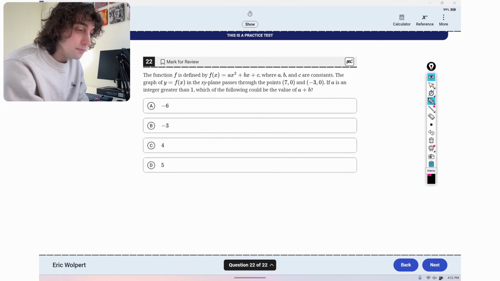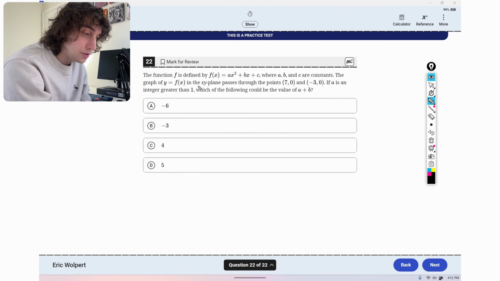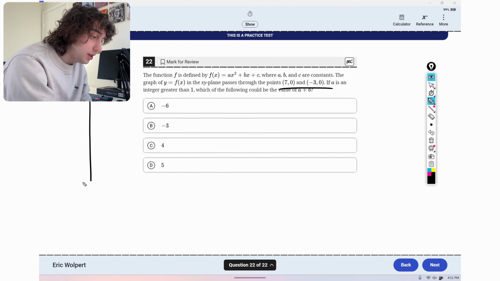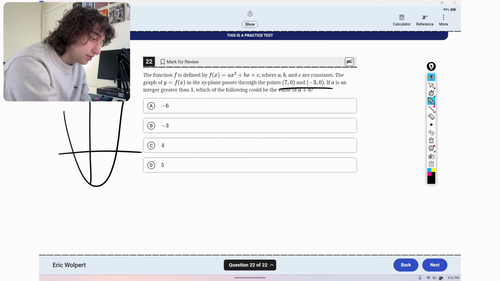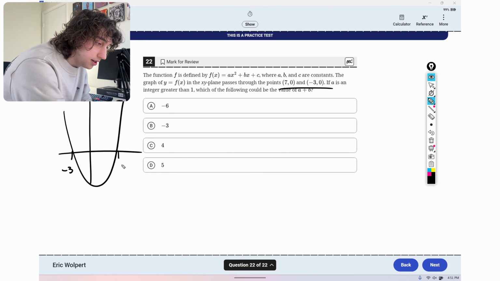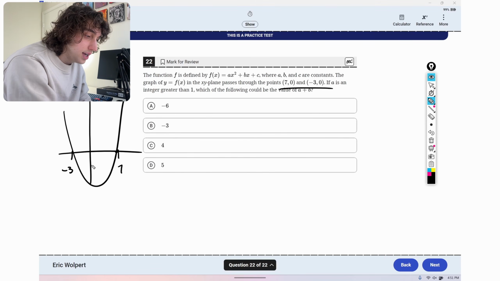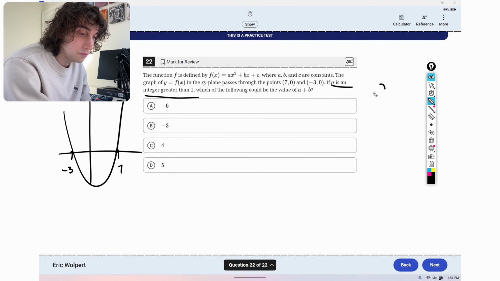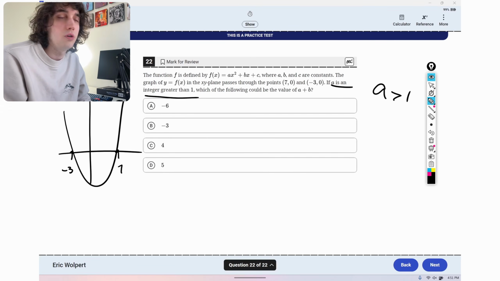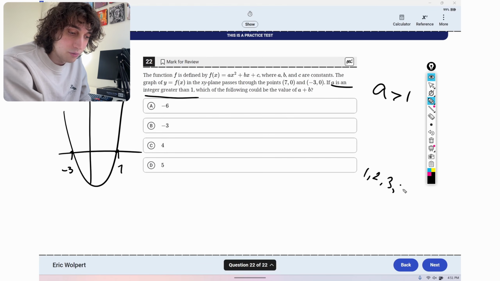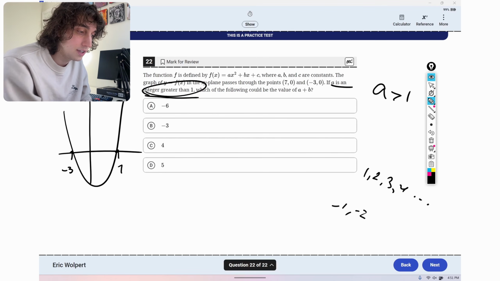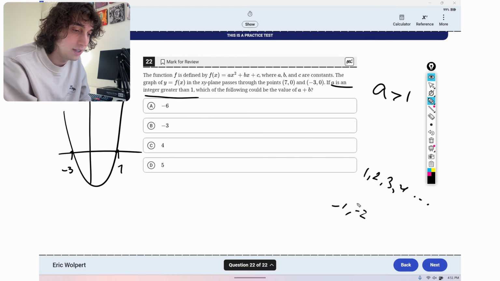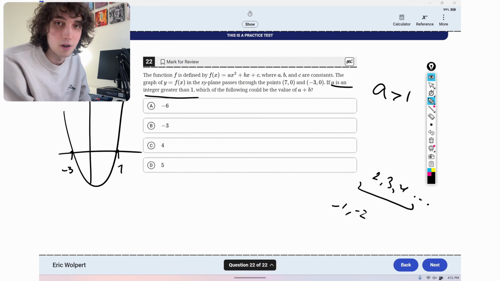So number 22, we have a quadratic function, and we're told the function f of x passes through these two points. So just to think about what this looks like visually, let's have an extremely accurate artist's rendition. It touches x equals 7 and x equals -3, just like that. If a is an integer greater than 1, an integer just means a whole number. So like 1, 2, 3, 4, those are going to be our integers. Integers can also be negative, but in this specific case, we're told it's an integer greater than 1, and we're also told strictly greater, so it actually can't be 1. It's got to be 2, 3, 4, or something else.